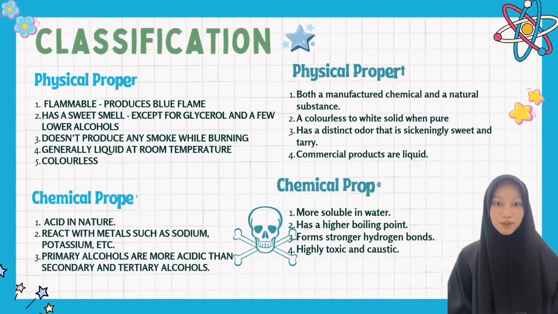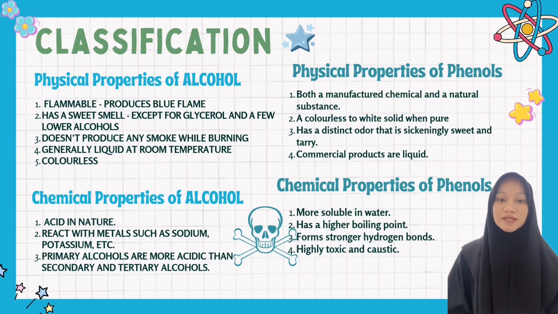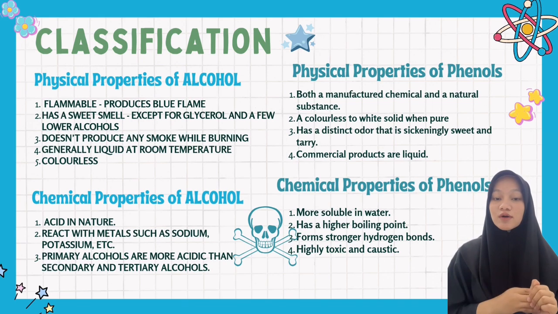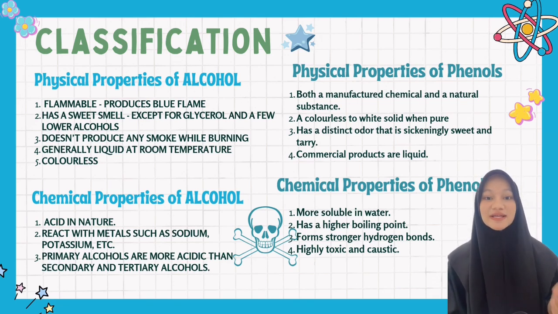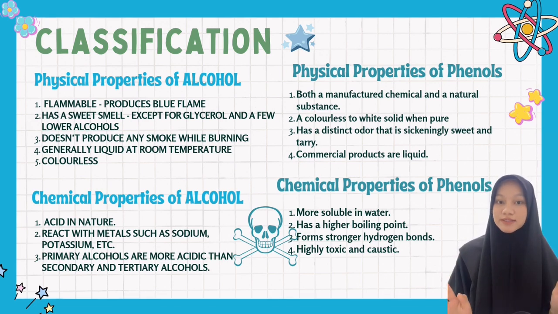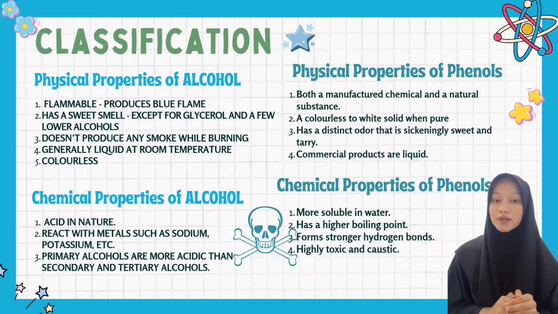We are going to explore the alcohol and phenols characteristics. First, let's discuss the physical properties of alcohol. 1. Flammability. Not only are alcohols highly flammable, but they also burn with a clean blue flame. Most alcohols have a sweet smell, exception for glycerol and some lower alcohols. They are odorless. Next, unlike many fuels, alcohols do not produce smoke when burned. Generally, they are colorless liquids at room temperature.